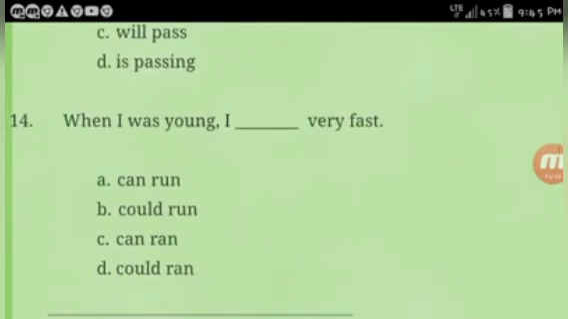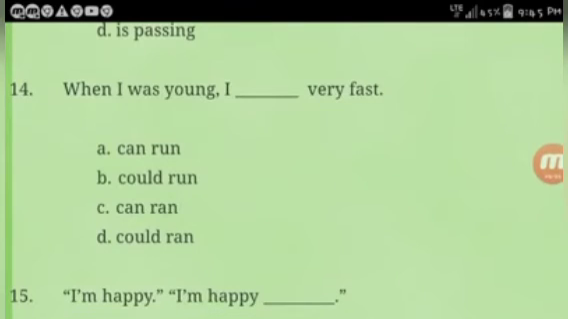Next one, number 14. When I was young, blank very fast. So it could.